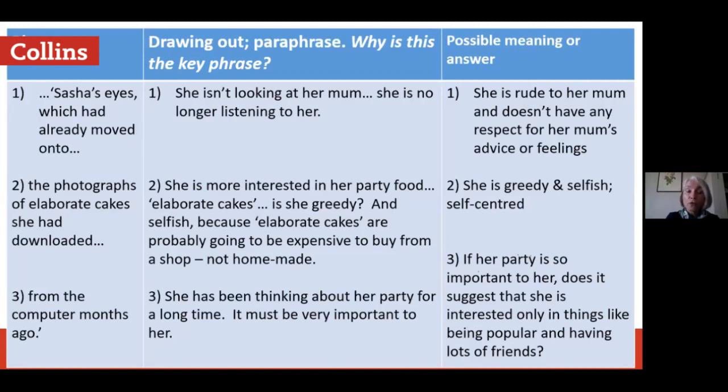That's an important phrase because it means she is no longer looking at her mum. She is no longer listening to her mum. So from that we can say she's rude to her mum. She doesn't respect her mum's advice. She doesn't want to listen to her mum. She is obstinate and stubborn. It's the phrase, Sasha's eyes, which had already moved on, that allows us to get to words like obstinate and stubborn and rude.